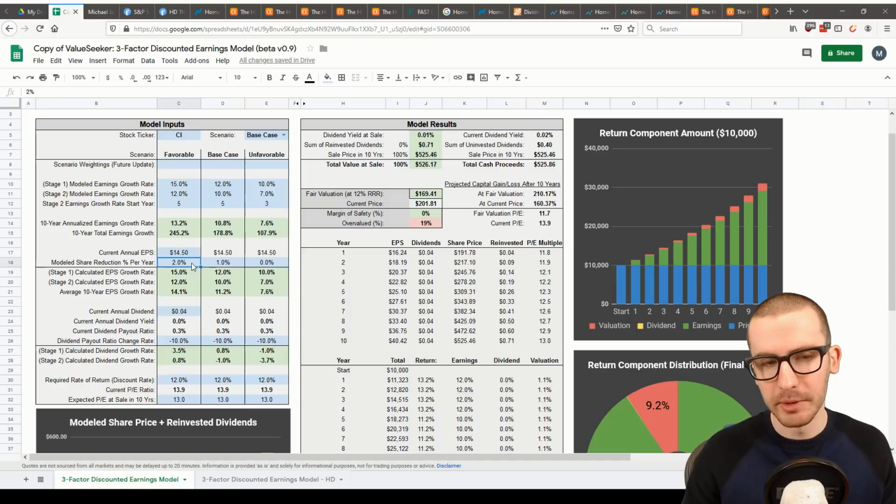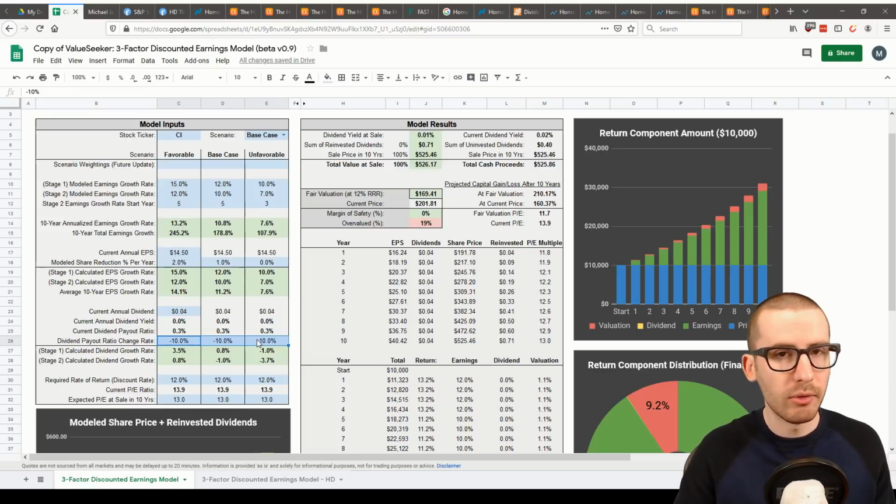Another input we'll be looking for is the current annual earnings per share that the company is generating, as well as any expected reduction in share count if the company is engaged in a current share repurchase program, when they're buying shares from the market and reducing their public share count. In addition to that, you'll input the current dividend yield, as well as the dividend payout ratio change rate, or if you believe the company will start paying out a greater portion of their earnings in the form of dividends over time.